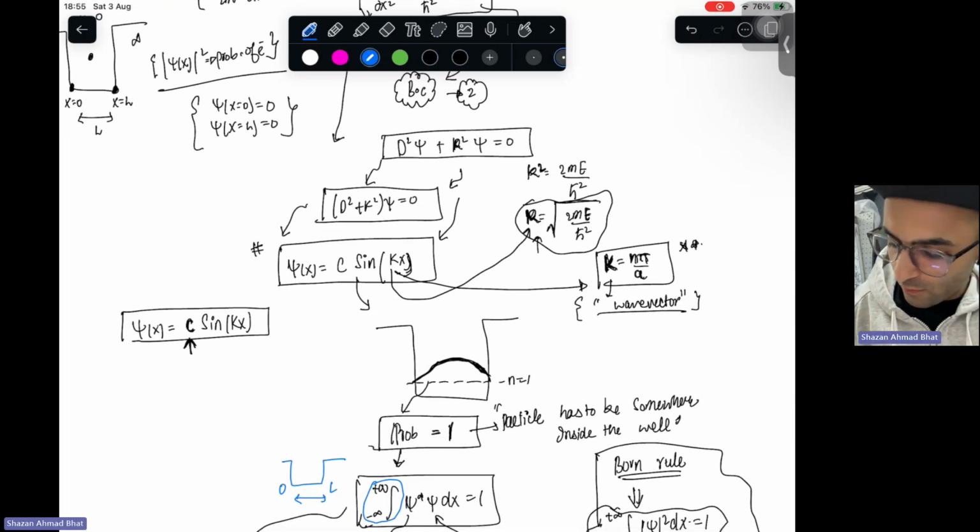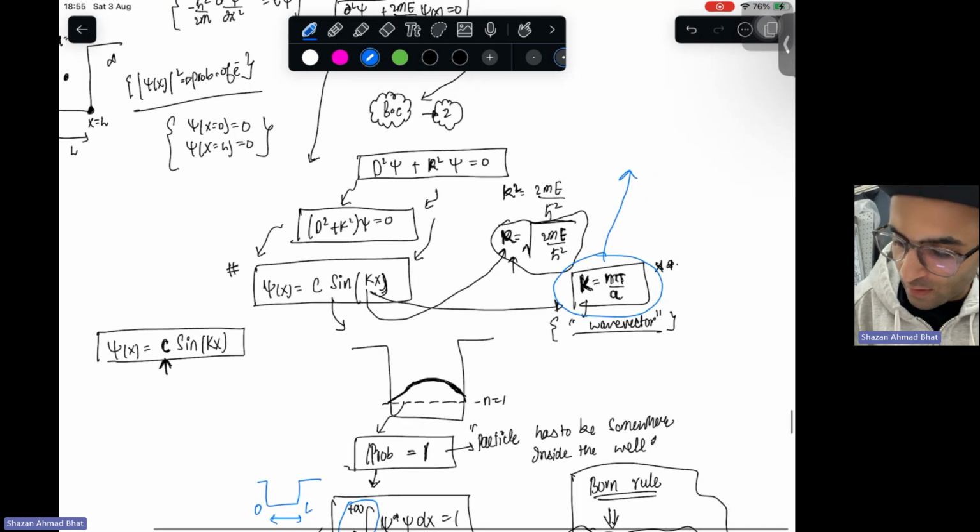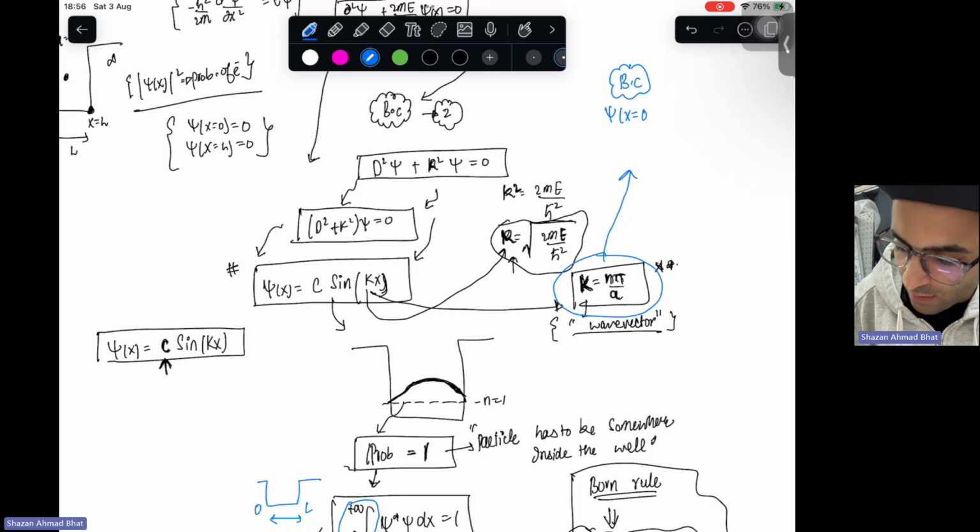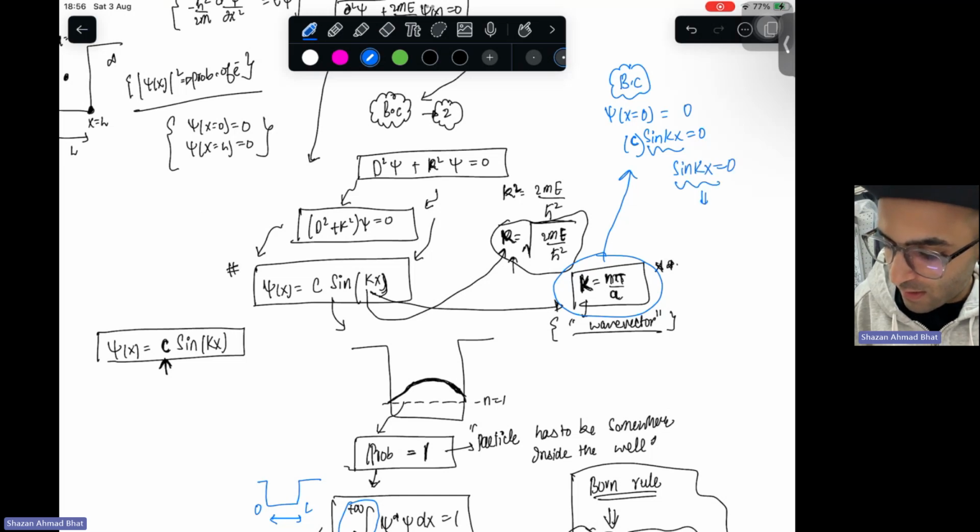If you have confusion about how we got to this, you can use the boundary conditions. You can write that psi at x equals 0 is equivalent to 0. That means C sine of kx is equivalent to 0. C cannot be 0, because then the overall wave function is 0. So sine kx equals 0, which means kx is equivalent to integer multiples of n pi, where n is 1, 2, 3, positive integers. From this you get k equals n pi over x.